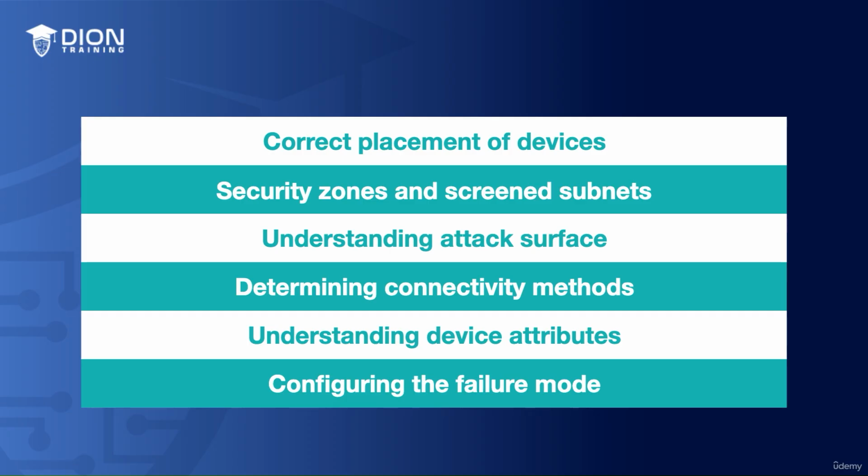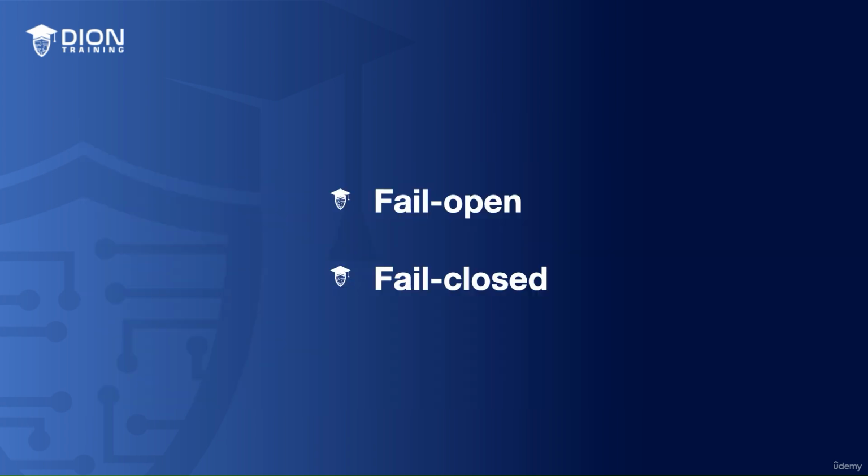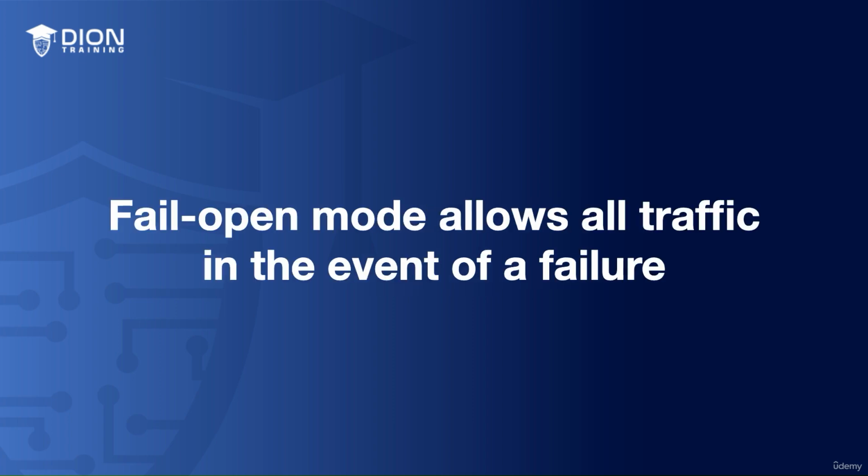Sixth, we need to consider the failure mode that we want to configure our devices to use in case something goes wrong. Now, the failure mode selected will determine how a device behaves when it encounters an error or malfunction. There are two primary failure modes that we can utilize, and these are known as fail open or fail closed. Now, when a device is set to fail open, it's going to allow traffic to pass through without any inspection or filtering in the event of a failure to ensure that there is no disruption to the network service.